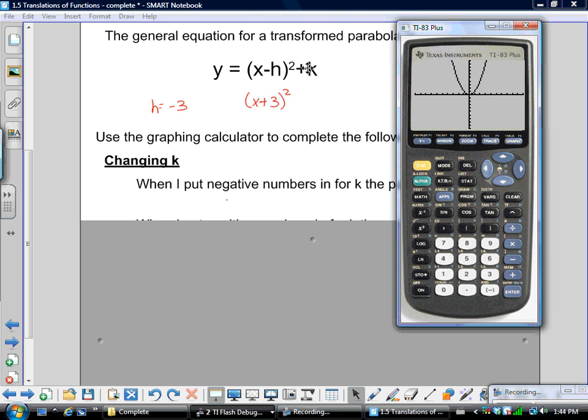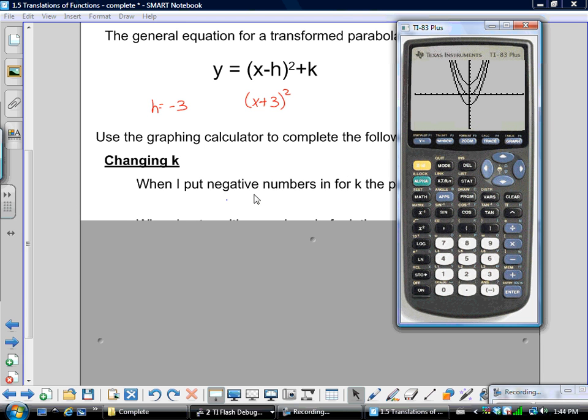So what happens if I add something? What happens if I put a negative number in for the k? Say, for instance, we put a -3. So if I have x squared minus 3, what do you think is going to happen? Well, it actually moved the parabola down. So what do you think would happen if I put a positive value in for k? Well, let's try it. So let's have our x squared again, and this time we have a positive 3. Well, it moved the parabola up.